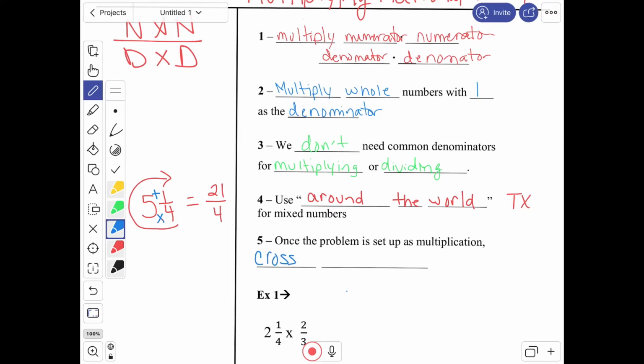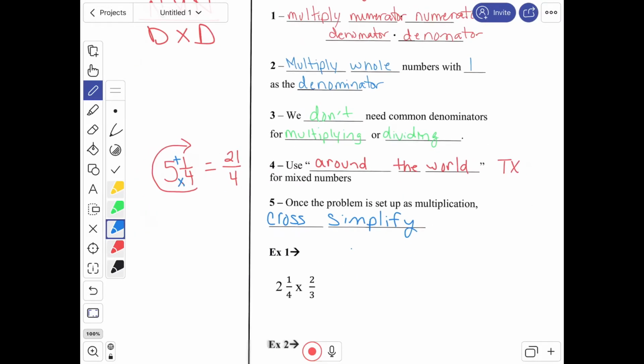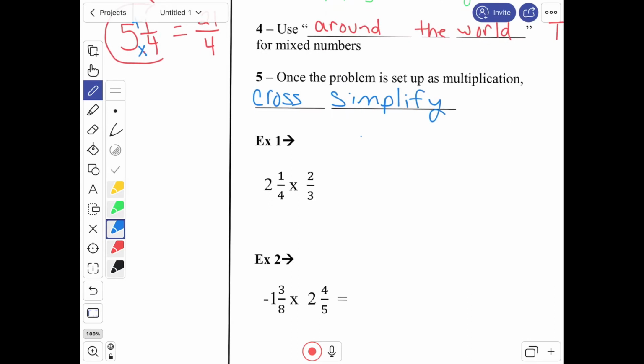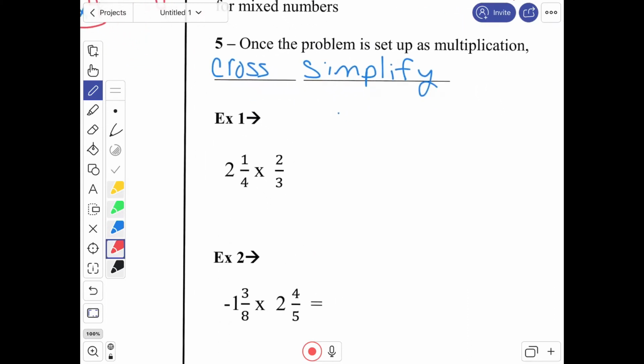And then once the problem is set up for multiplication, we use something called cross simplify. If you simplify before you start multiplying, it will make much smaller numbers so it doesn't get out of hand. Let's try an example.